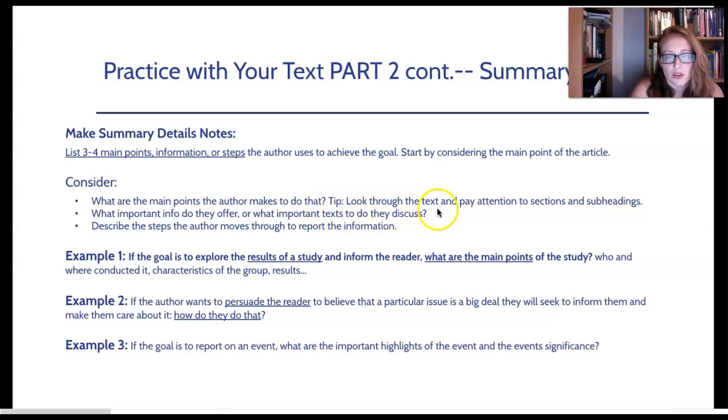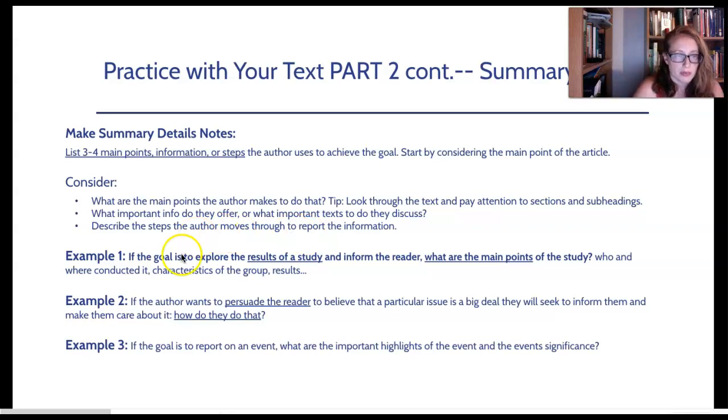A tip is to look through the text and pay attention to sections and subheadings. That can sometimes tell you what their major reasons are if it's something that's persuasive. What important info do they offer? What important text do they discuss? For example, if they are referencing an important study to support themselves, or offer good information. Describe the steps the author moves through to report information. A lot of times, especially if it's a book, they might say first the author discusses this, next the author says this, finally they do this.